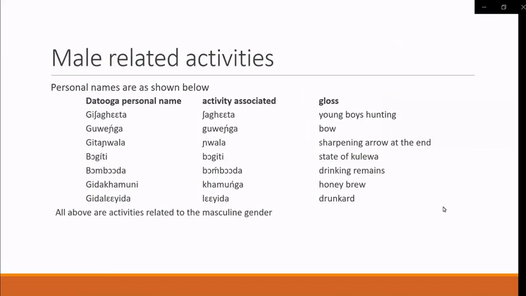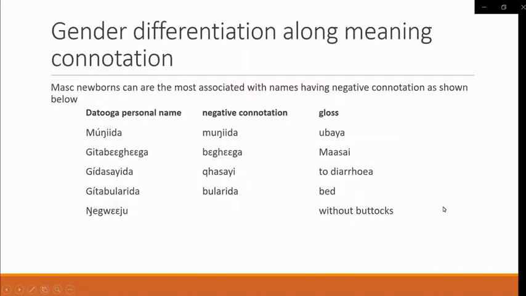Again, we have the male activities here, like hunting. We have a bow. We have the activity of sharpening an arrow at the end. We have those related to drinking and honey brew, because women are not supposed to drink in the Datooga culture. So you cannot name a female newborn after things related to these, because they are only for the male. So they are male-related activities, and it's only males who are born during these activities that can be named after these activities.